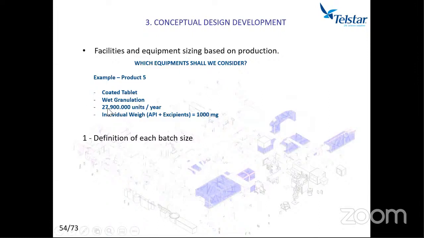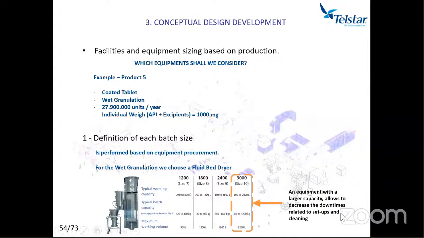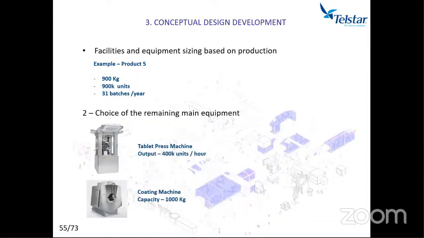We were producing close to 28 million units per year, and it's a tablet of 1 gram, 1,000 milligrams. So we were defining the machine needed, and we went for that. The largest machine in this case, this is a real machine, 3,000, with the capacity to work in batches between 600 and 2,000 liters, from 320 kilograms to 1.2 tons. That's the idea. We have the selection of a machine, and we define batch size. We work also for the rest of machines that are needed for the production process, in this case, tablet press machine, coating machine. The same exercise was done for all products, okay?